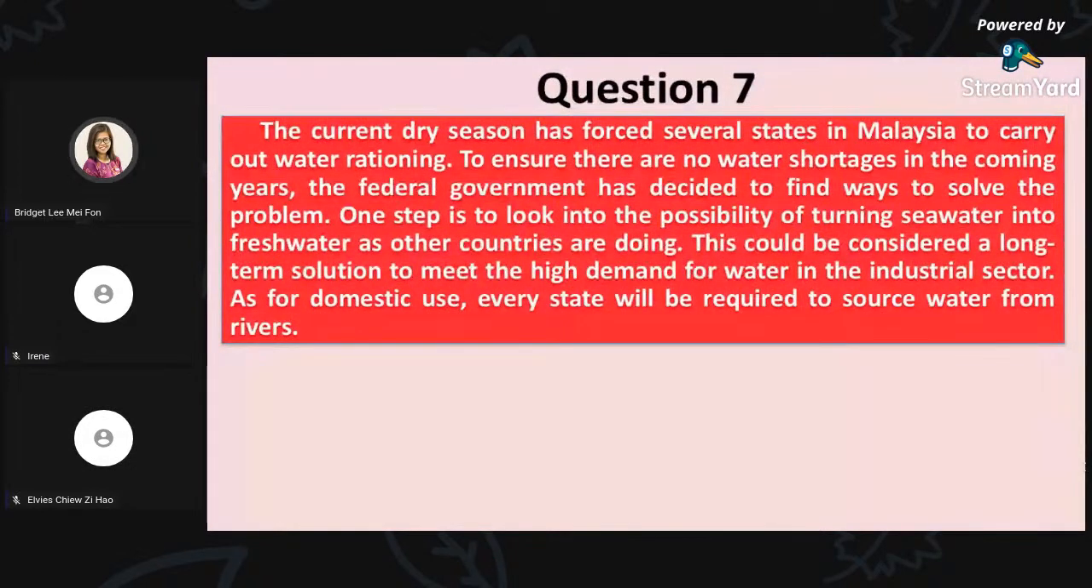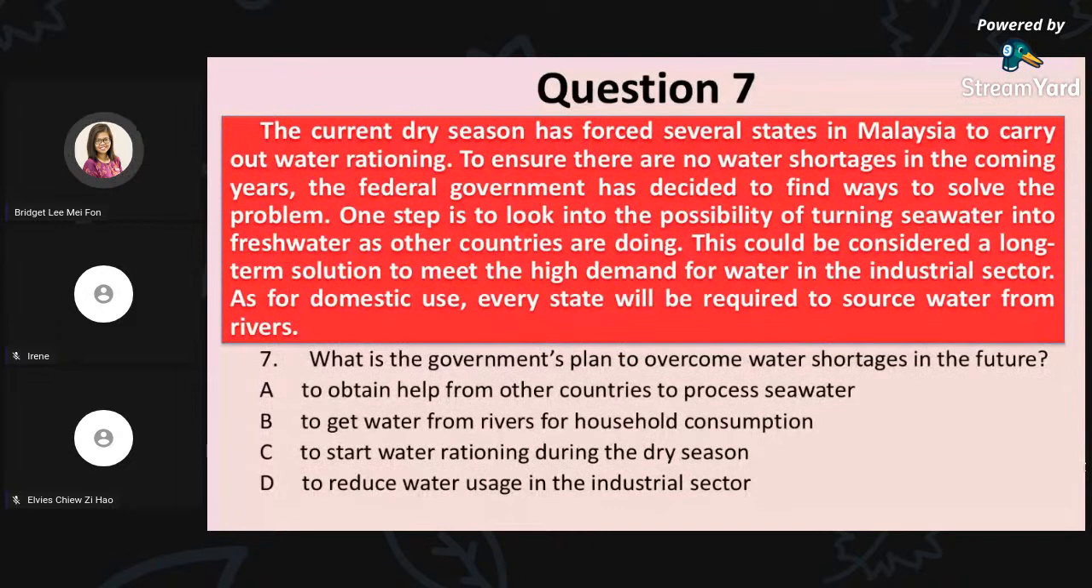Okay, so this text is about water rationing, about not having sufficient water. So what is the government plan? Overall, what is the idea to overcome water shortage in the future? So A, B, C, or D?